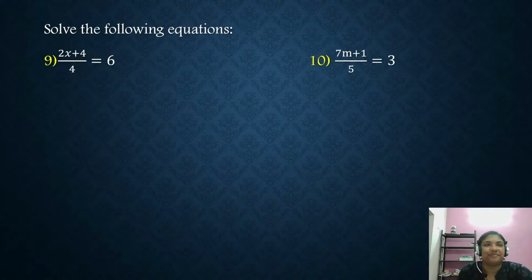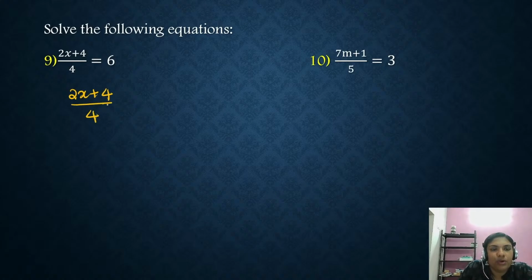Okay. So this is the next question. 2x plus 4 whole divided by 4 is equal to 6. How will you do this? Let's write the equation. 2x plus 4 by 4 is equal to 6. Now we need to find out the value of x. So we can keep the numerator here. Okay. 6 is already present in RHS.